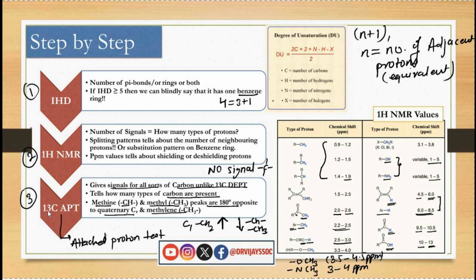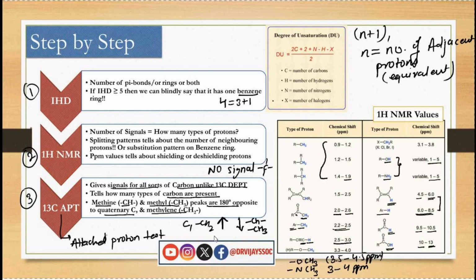Then the third step is 13C APT NMR. We will look at 13C APT NMR, and we know that this NMR gives all kinds of carbon signals, but in 13C DEPT NMR we don't see a signal for quaternary carbon, the carbon which doesn't have any hydrogen. It also tells us how many types of carbons are present in a molecule. And we also learned that methine and methyl peaks are 180 degrees opposite to quaternary carbon and methylene carbon.